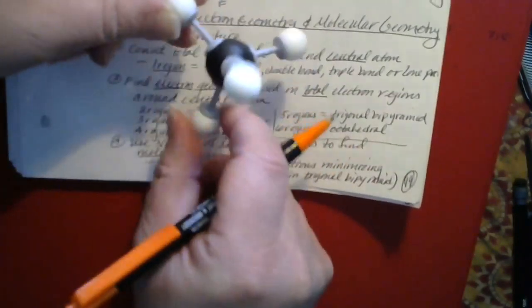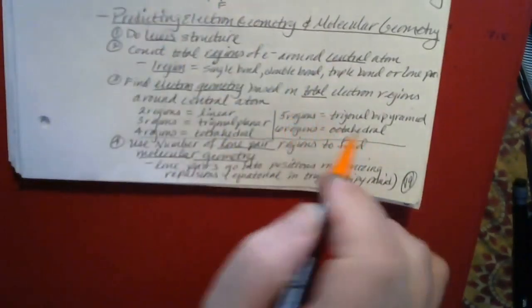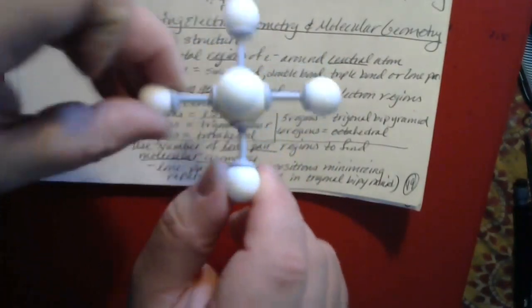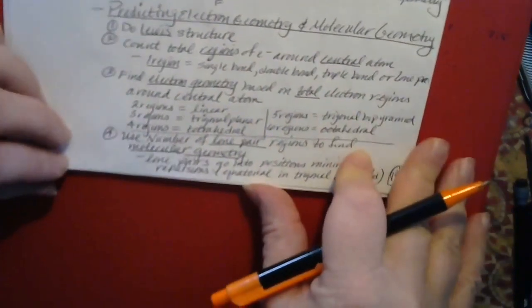This guy here. 5 regions would be trigonal bipyramid, the molecule that we just took apart. So it's this molecule here, trigonal bipyramid. 6 regions would be, well, octahedral. And I think I may have mistakenly included 7 regions on the table that I'm posting. You could ignore 7 regions. We're not going that far.